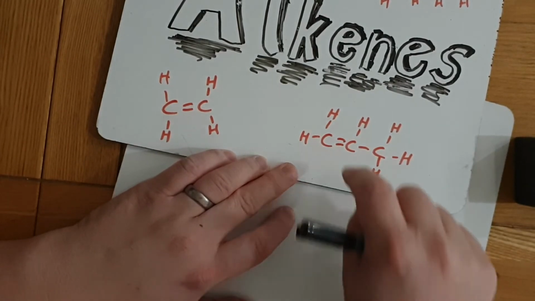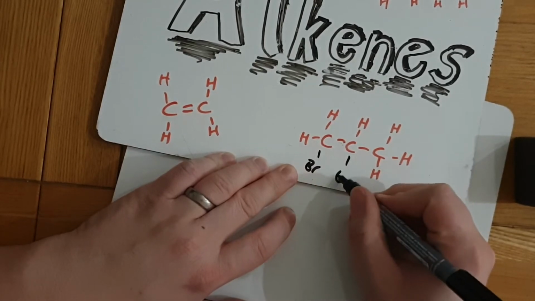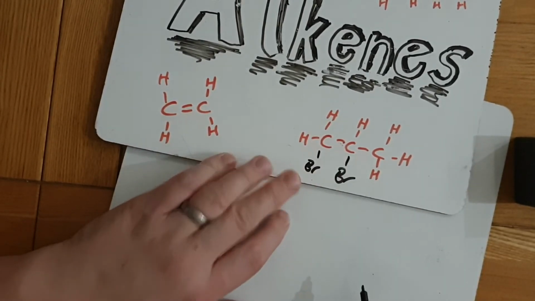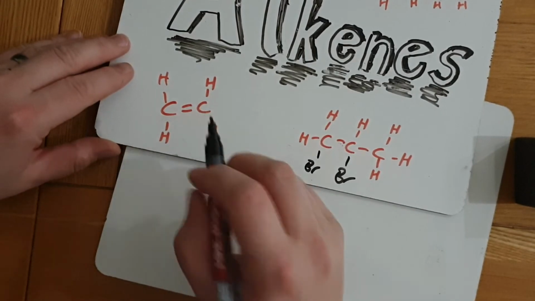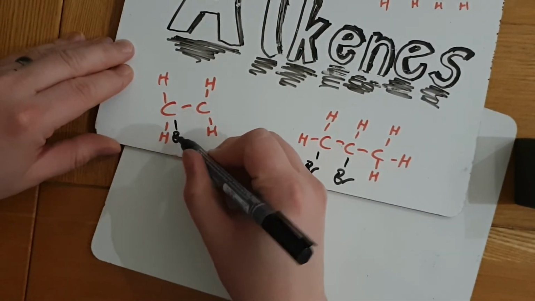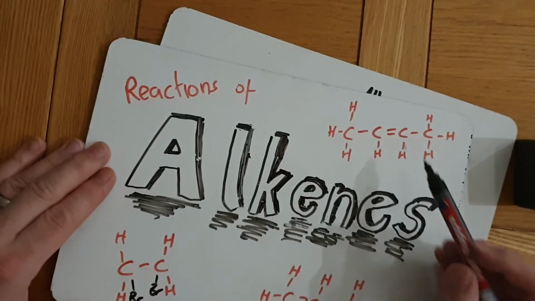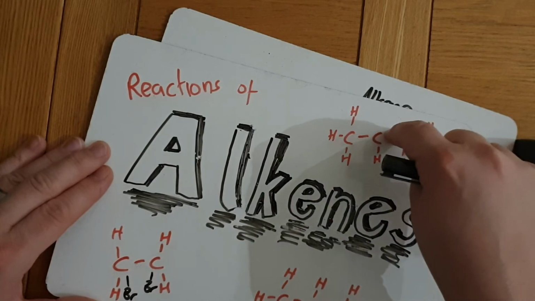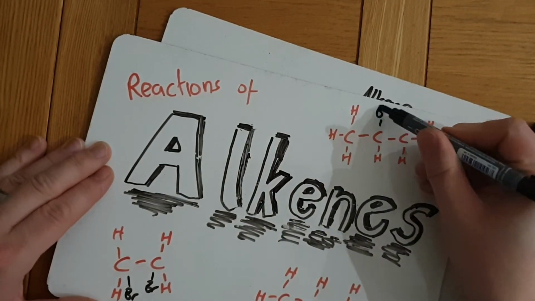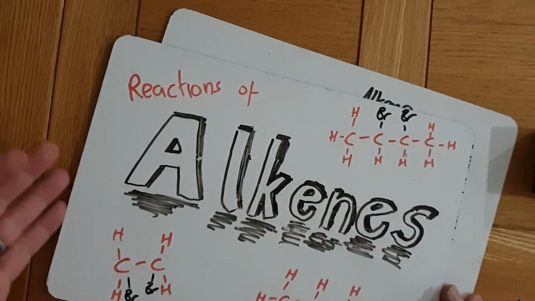So if I added bromine water to this, that double bond would break, and I get bromine joining there, bromine joining there. If I added bromine to this, the double bond will break, and I get a bromine joined to that one, and a bromine joined to that one. And if I added bromine to this one, the double bond would break, bromine up there, bromine up there. So that's an addition. So we add bromine. Bromine water is orange, react it with an alkene, and it decolorizes it.